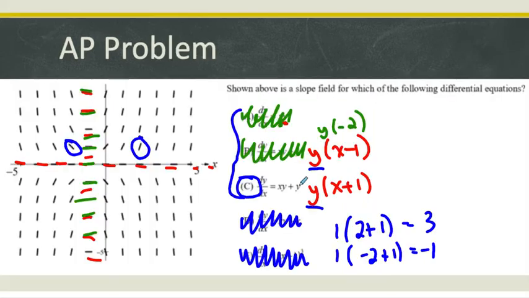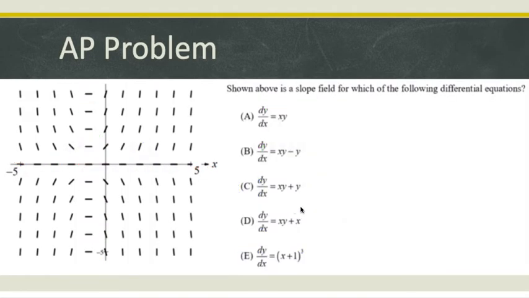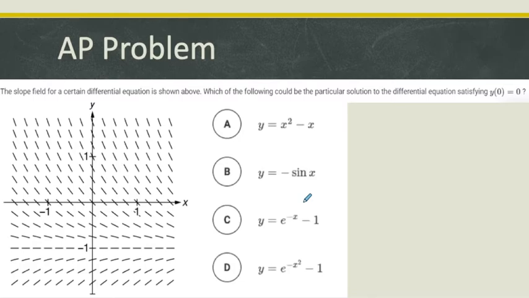Next, let me just erase everything from this slide here real quick. See how these were all given to us as the derivative function. Sometimes we could be given the original function and asked some information about it. So the slope field for a certain differential equation is shown below. Which of the following could be a particular solution to the differential equation satisfying y of 0 equals 0?